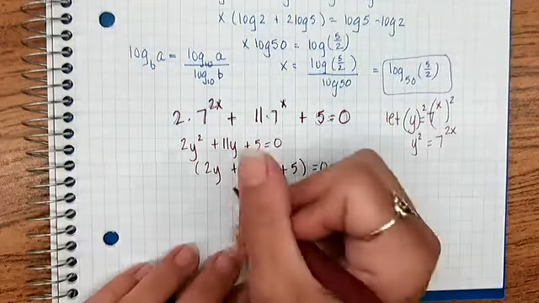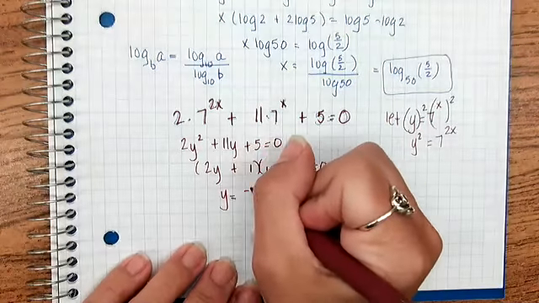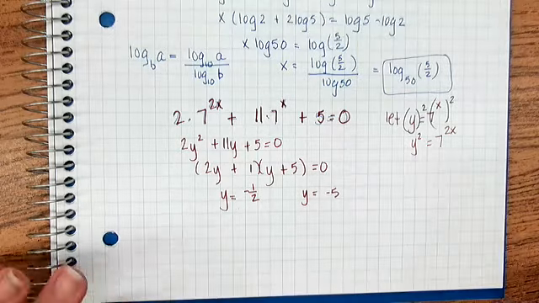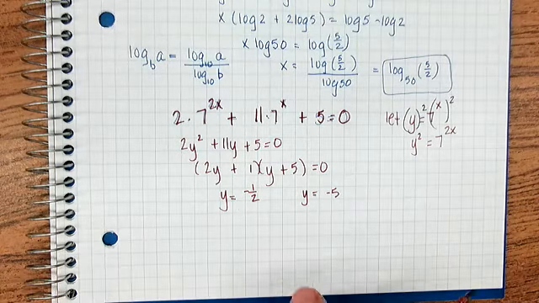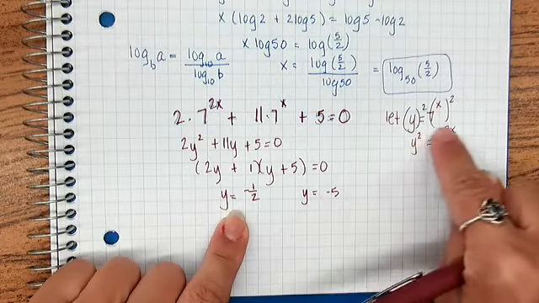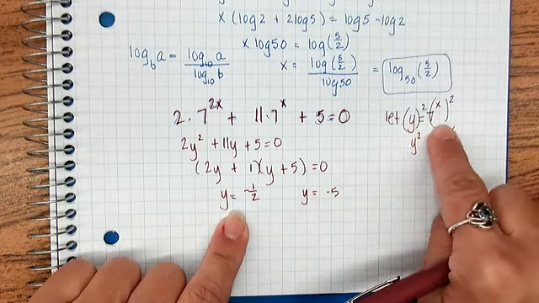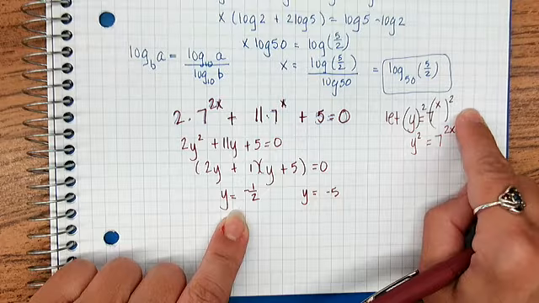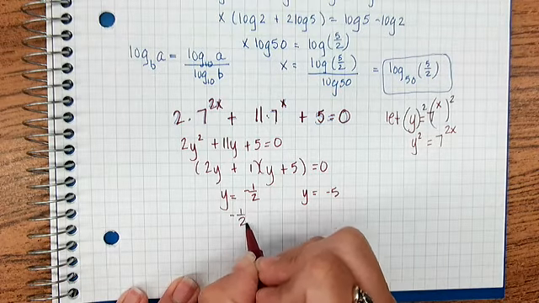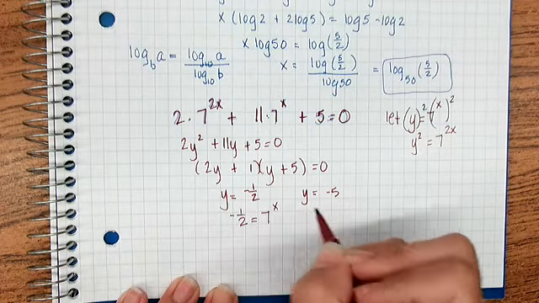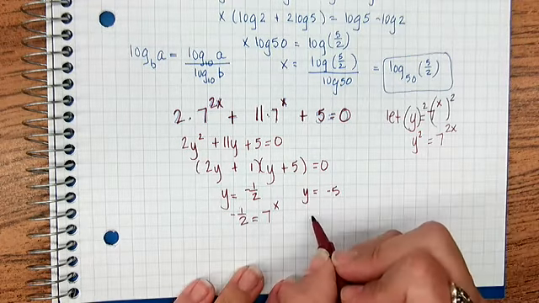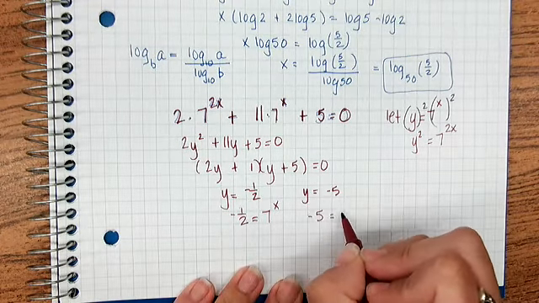Zero product property, you end up with y equals -1/2 and y equals -5. That's not your answer though. This is what y equals. I didn't start with y, I did a substitution and I said, okay, y is 7 to the x. So this should really say y, which is -1/2, equals 7 to the x. Y is -5, -5 equals 7 to the x.